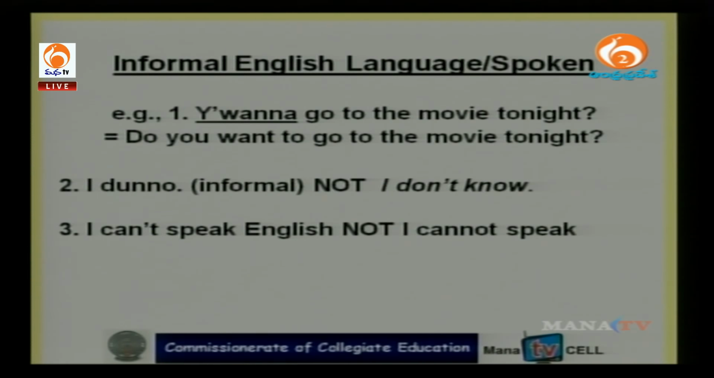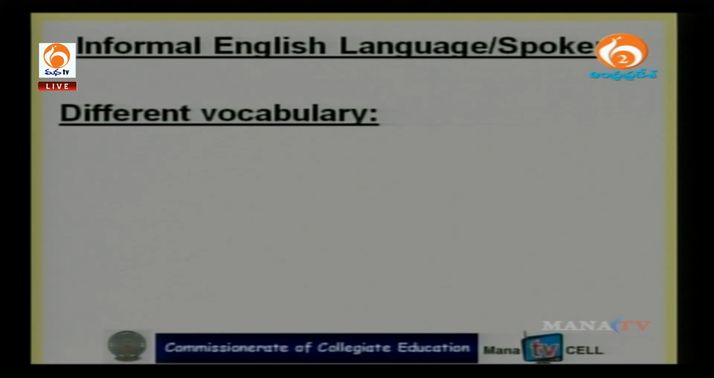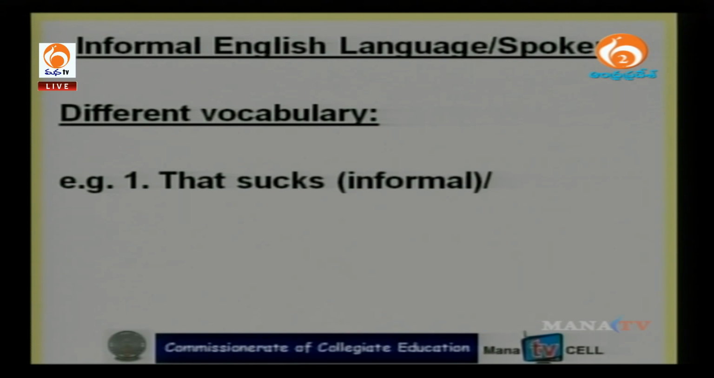So, another example: I can't speak English is informal and I cannot speak English is formal. So, you will find some condensed form of the verb, I cannot, I can't. So, it is informal, whereas the second part is formal, I cannot speak, and that can be used in written English. Now, look at this different vocabulary.